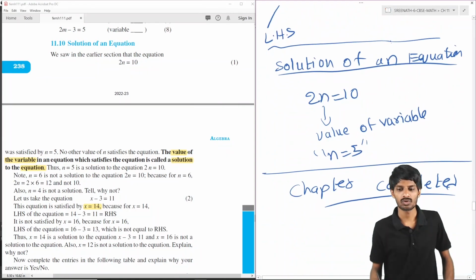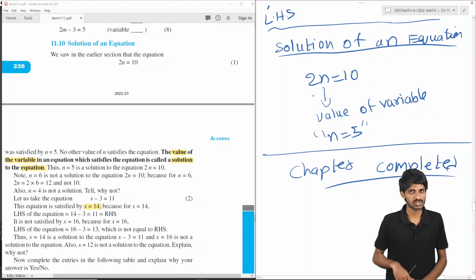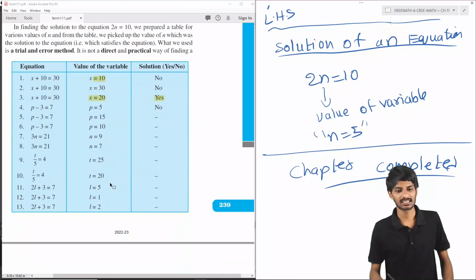Next, solution. What is the solution of an equation, students? If there is an equation like that, there is a variable, and the value of that variable is the solution of the equation, students. Okay, that is the thing.